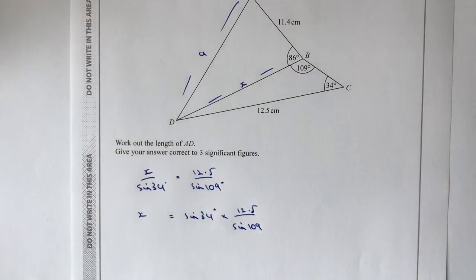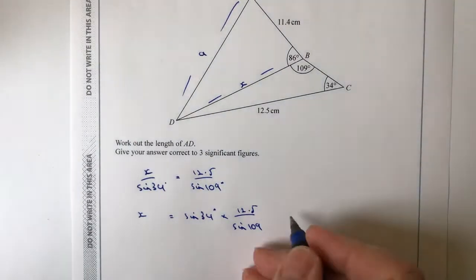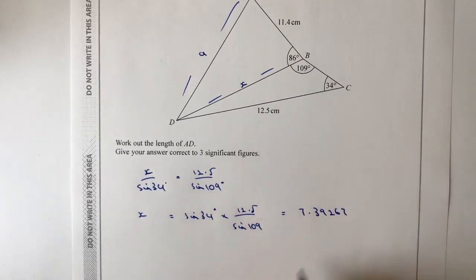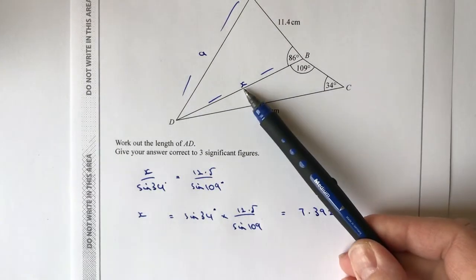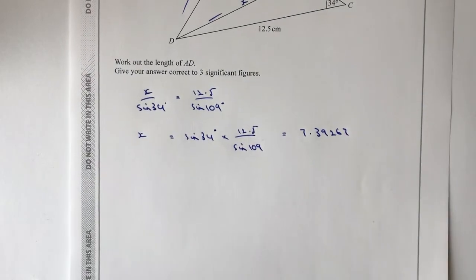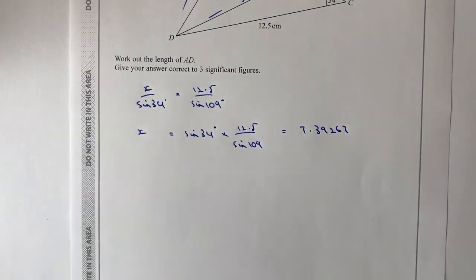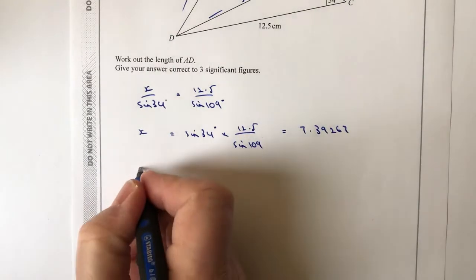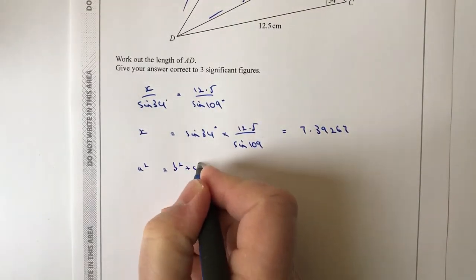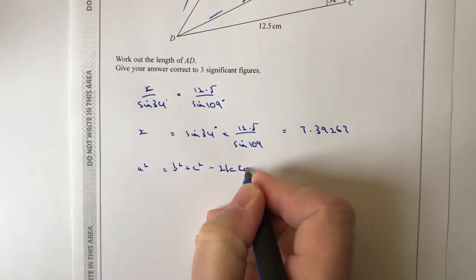If I pop that into a calculator, X gives me a value of 7.39267. So in other words, this value is 7.4 centimeters. And then it's a case of popping that back into the cosine rule. I can say that A squared, which is what I'm actually interested in, is equal to B squared plus C squared minus 2BC cosine A.